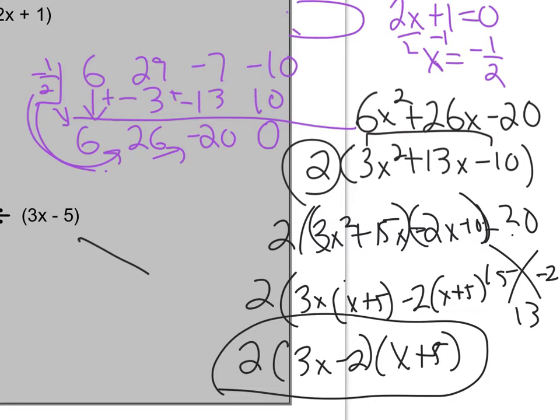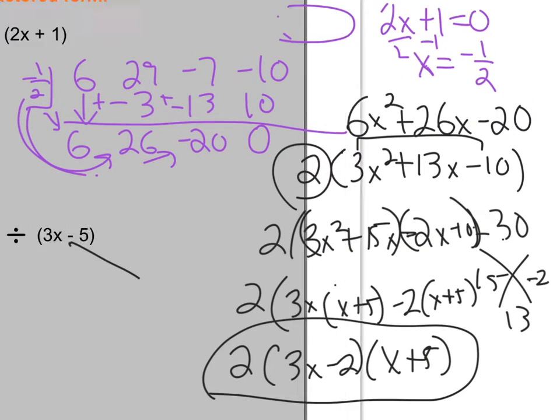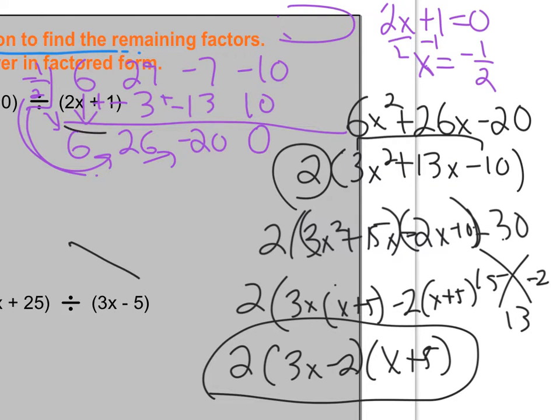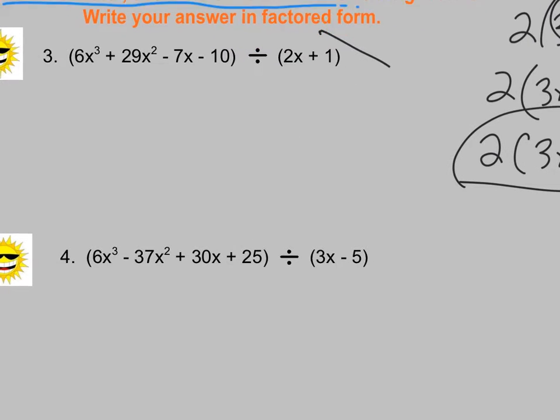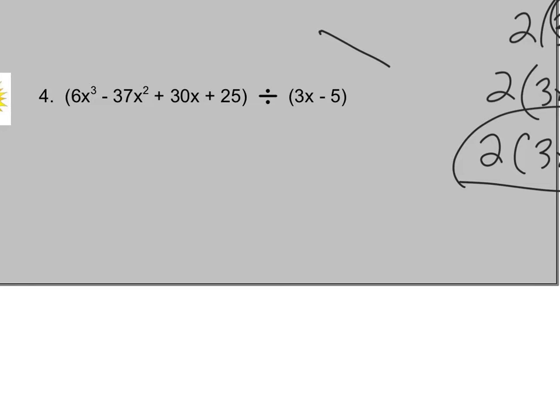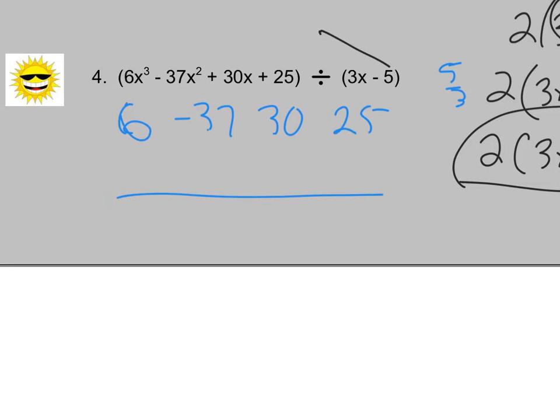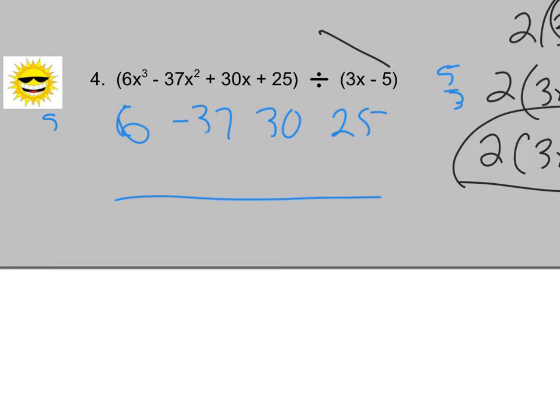That's what I have in addition to the 2x plus 1 up here. Okay? All right, so now let's look at this other one. So I have 6, I have negative 37, I have 30, I have 25. Here I'm actually going to want positive 5/3. So I'm going to want 5/3, drop.